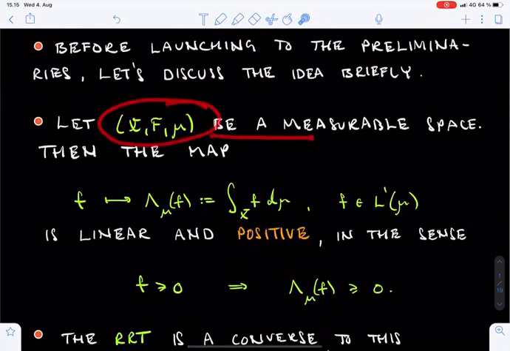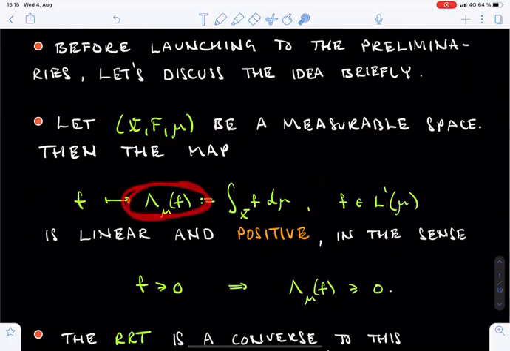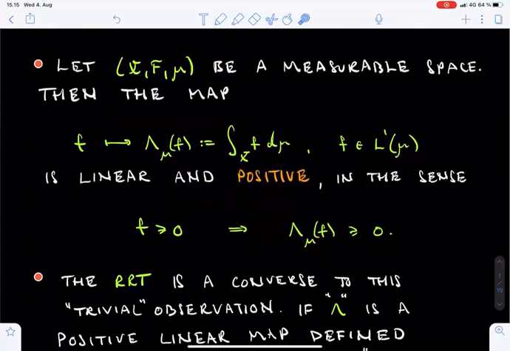Consider a measure space (X, F, μ). For every function f in L1(μ), define the complex number Λ_μ(f) by integrating f over X dμ. Then Λ_μ defines a linear complex-valued map on L1(μ). Such maps are often called linear functionals, and their theory is the main topic of the course Functional Analysis.